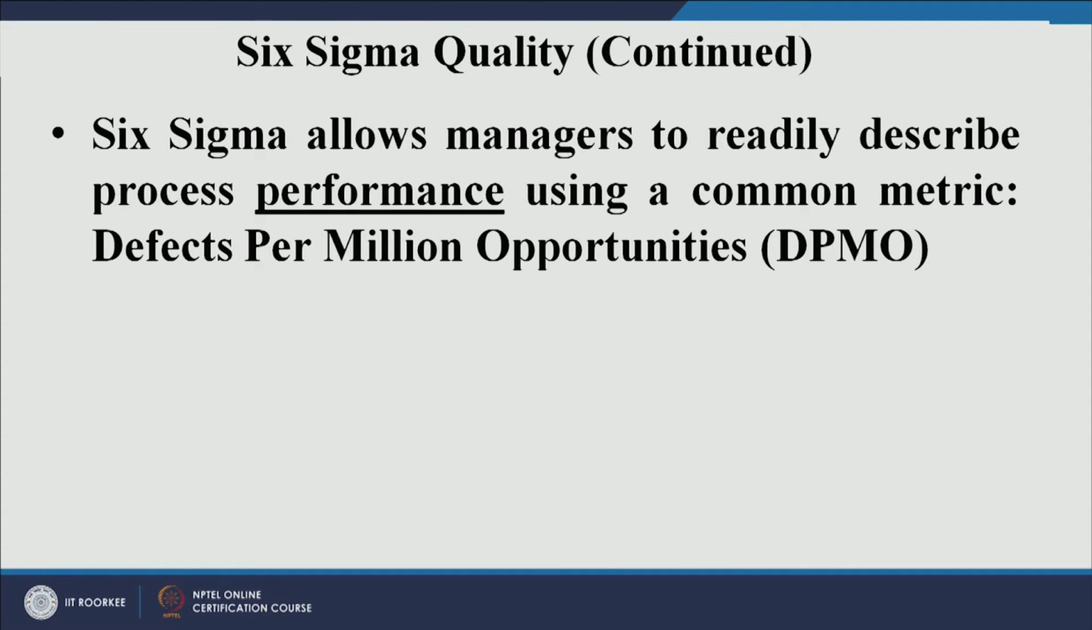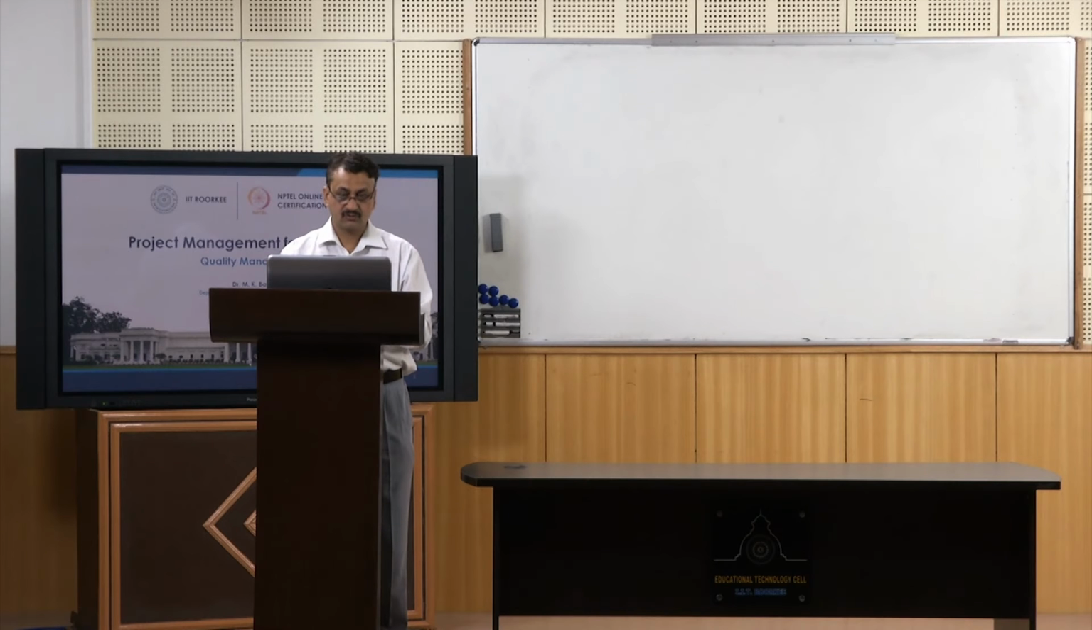Six Sigma allows managers to readily describe process performance using a metric called DPMO, defects per million opportunities. Let us say there are 2 processes going on and you want to compare them. How will you compare? A common metric is DPMO. If in the first method DPMO is more, then that is not a good method. You should have defects as low as possible.